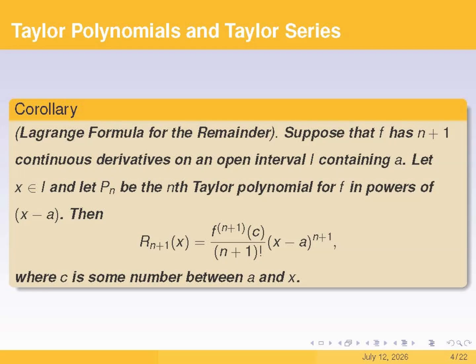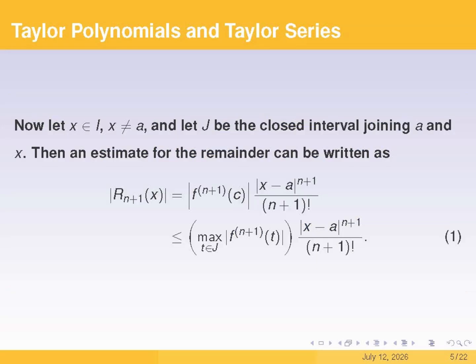Since x is a variable, we can plug in any number we want, which means x could be larger than a or smaller than a. And that is exactly why the number c in the Taylor remainder is described as a number that lies somewhere between x and a. Let's assume j is the closed interval joining x and a, and remember that x could be larger than a or smaller than a.